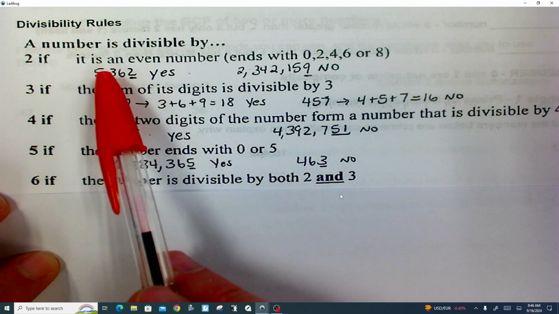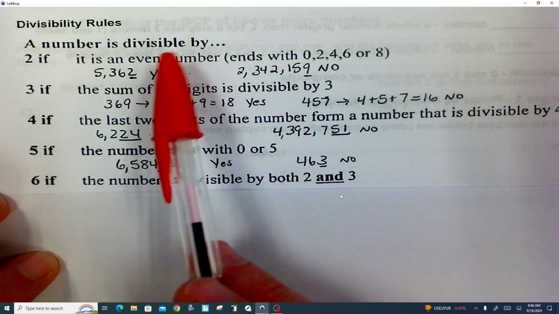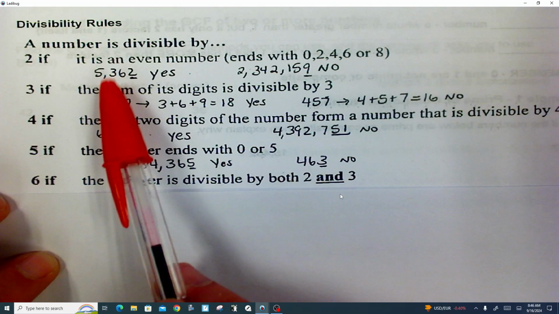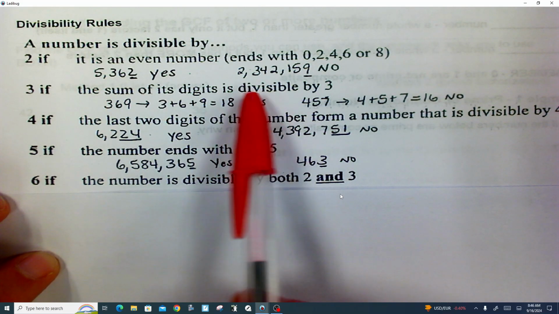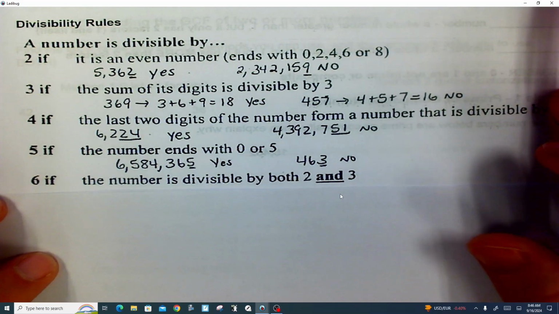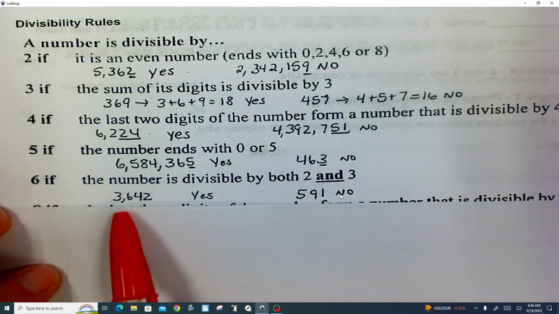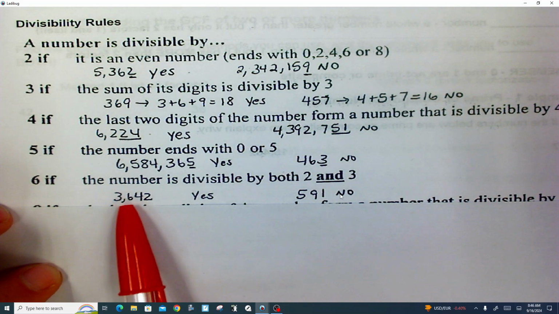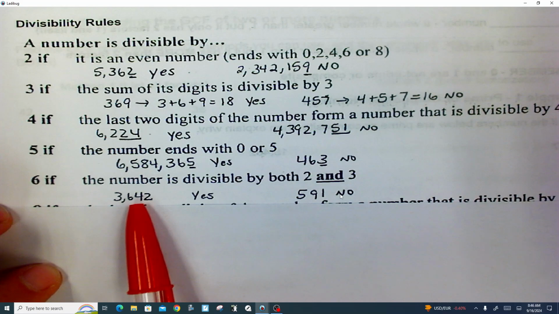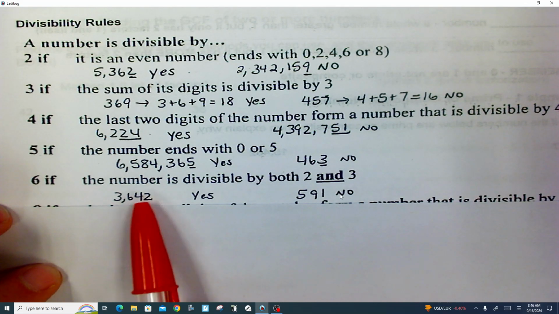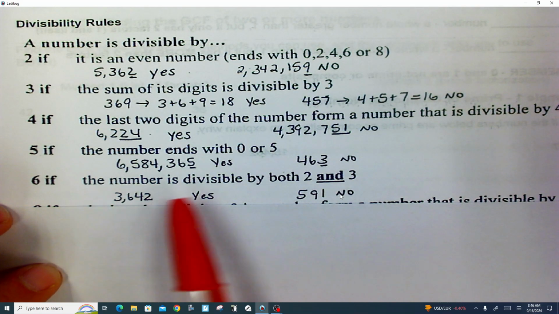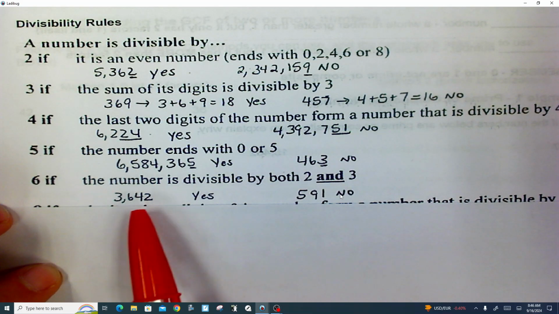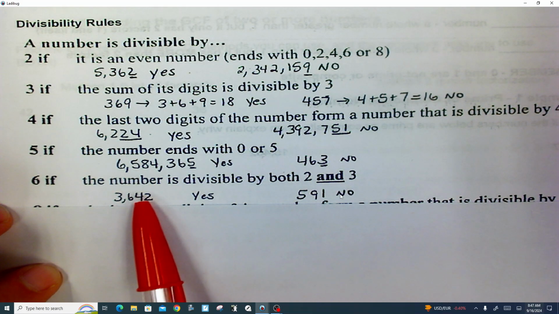So you'd come up here and you check, you go, hey, does it end with one of these numbers? I can divide it by 2. Yes, you know it's an even number. And then 3, you add them up and go, hey, can it be divided by 3? So if we did this right here, is 3,642 an even number? Yes, so it's divisible by 2. Now come through here and add these up. 3 plus 6 is 9. 9 plus 4 is 13. And 13 plus 2 is 15. Well, 15 is divisible by 3. And so because it is divisible by both 2 and 3, this number is yes.